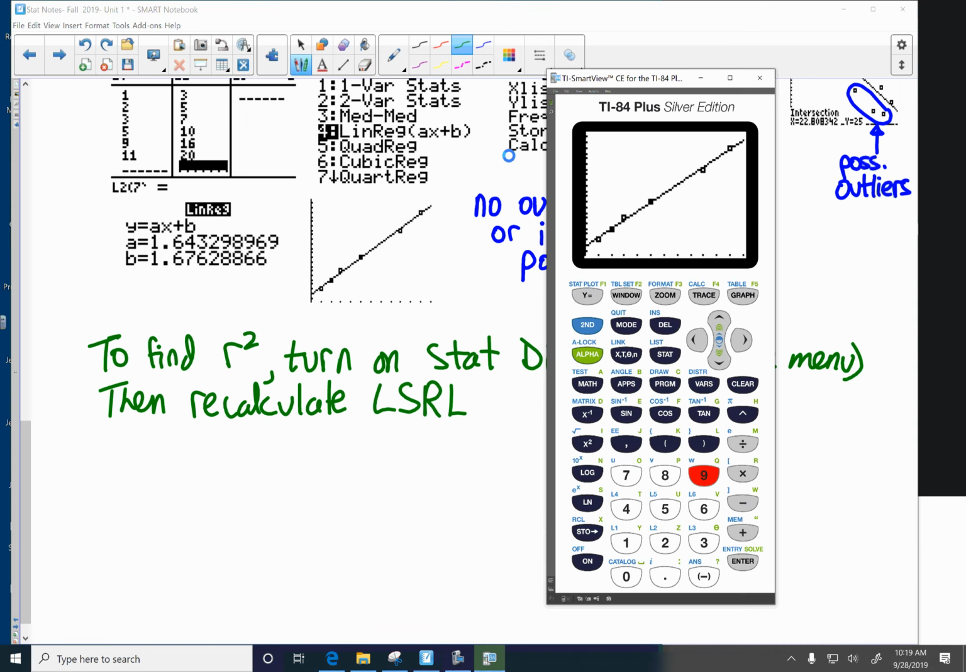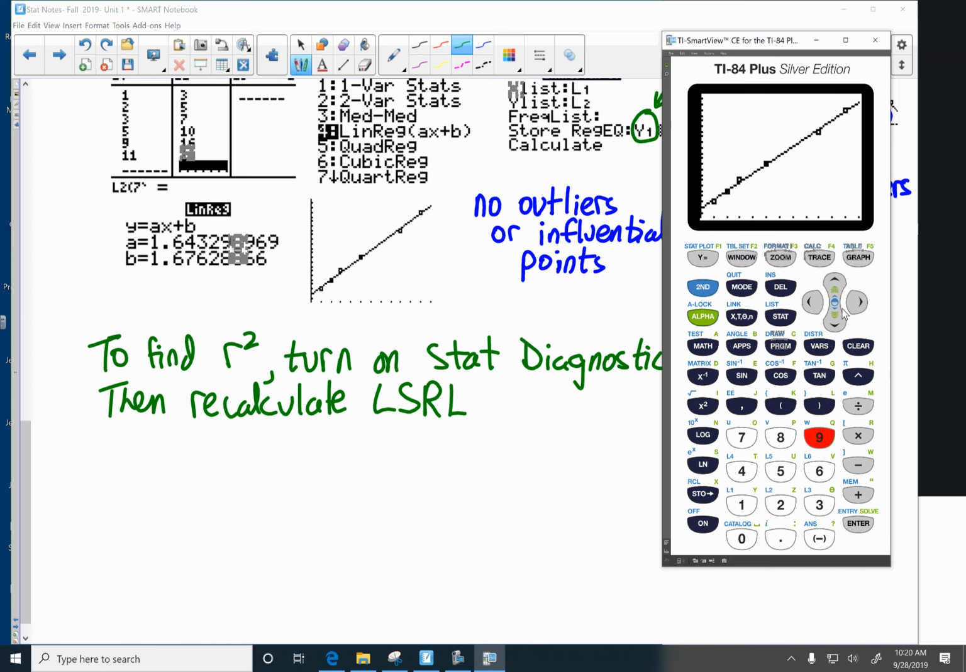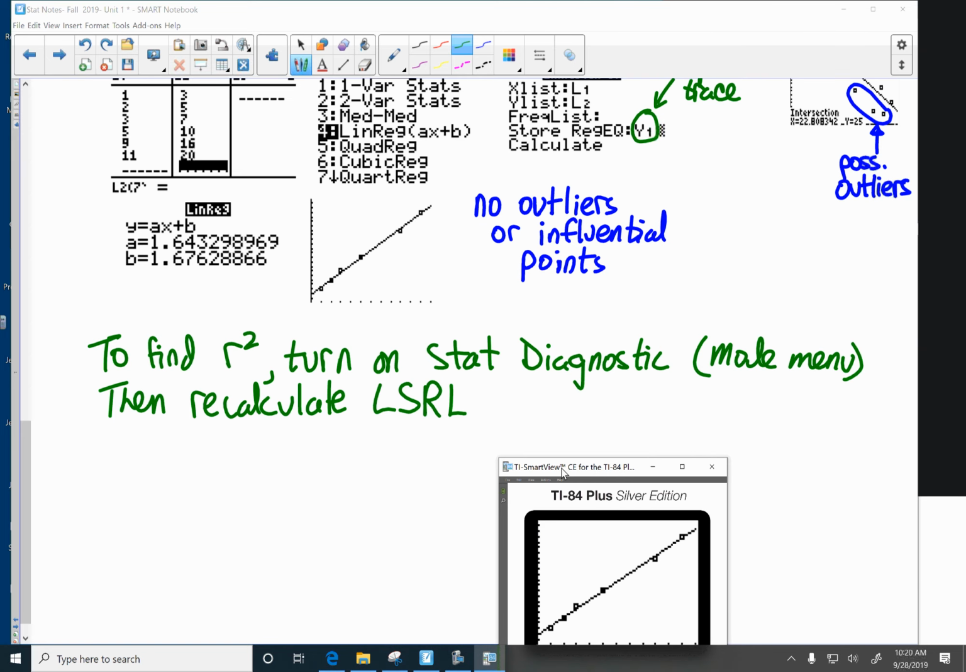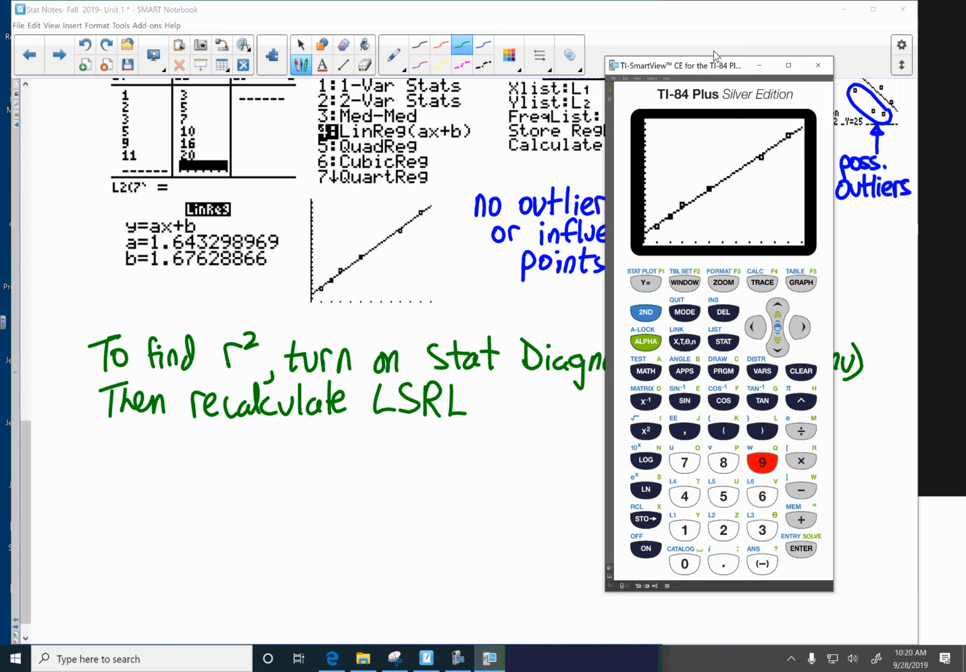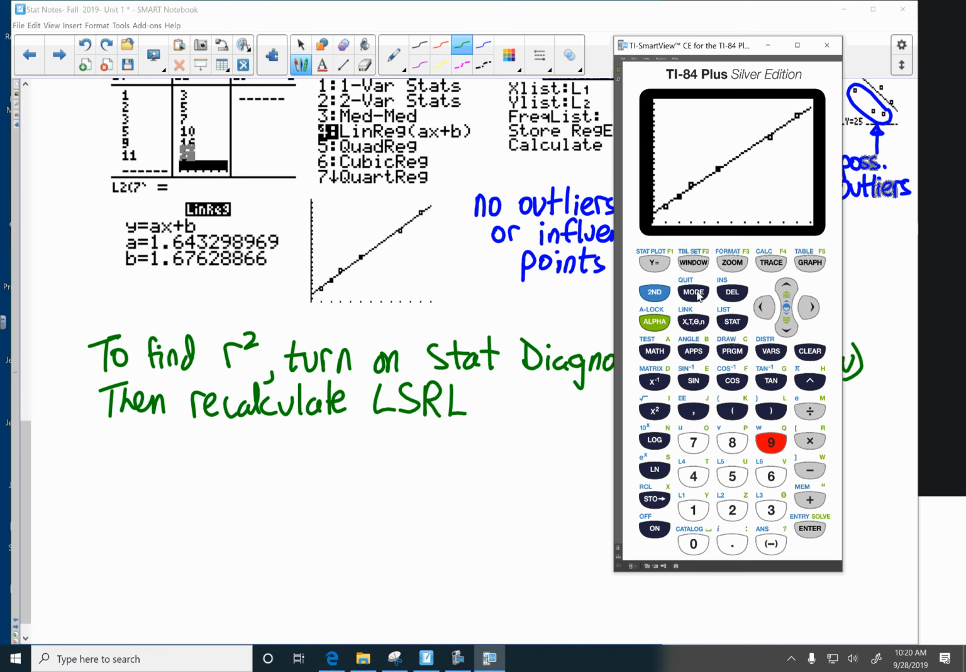All right. So let me walk you through that. Again, I probably brought this up too quickly. To find R squared, turn on the stat diagnostic, which is in your mode menu, and then recalculate your least squares regression line. All right. So mode. This actual step is a one-time deal. If you do this now, you won't have to do it again unless you reset your calculator for some reason. So don't reset your calculator.